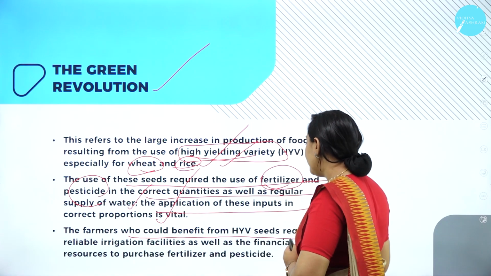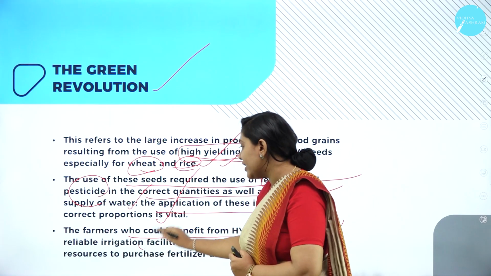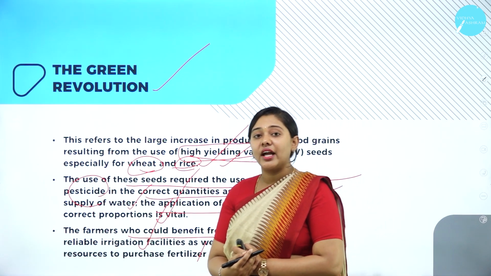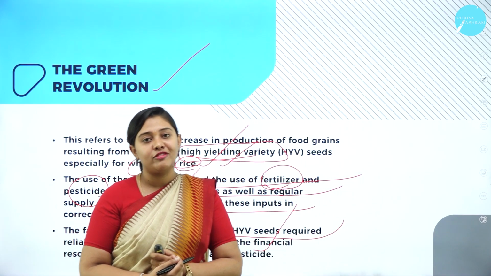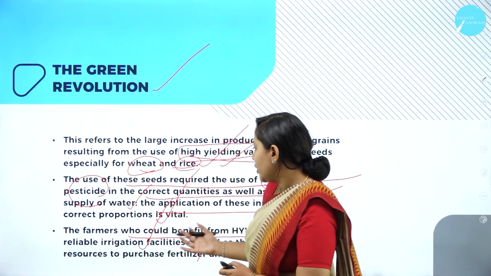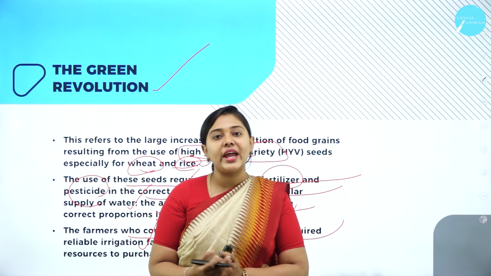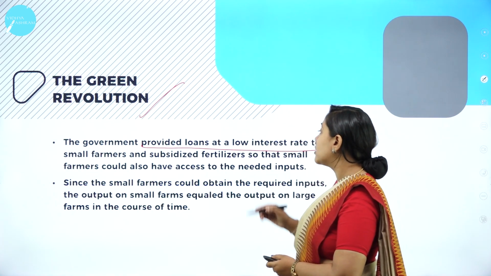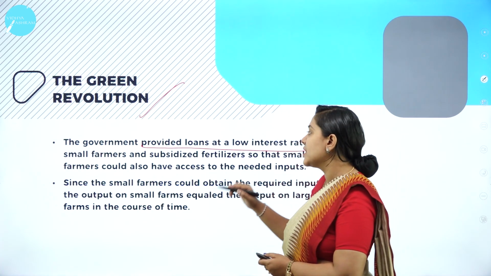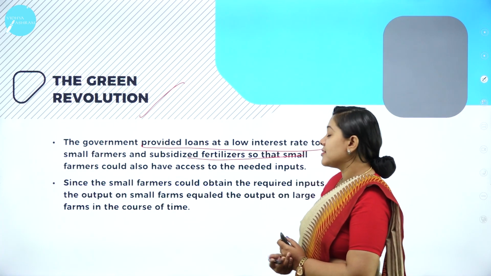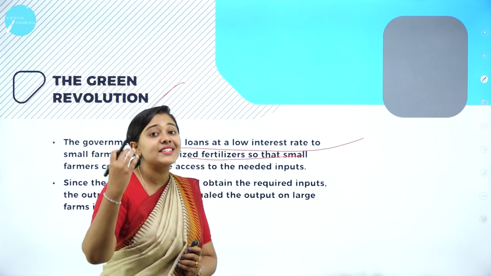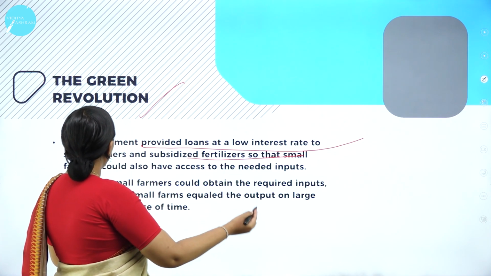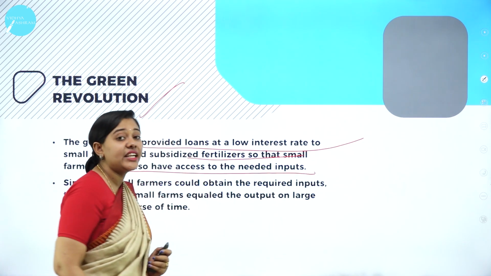The farmers who could benefit from high yield variety seeds required reliable irrigation facilities as well as the financial resources to purchase the fertilizers and pesticides. So they used to get a lot of fertilizers and pesticides. The government was also funding the farmers to get all these things. Moving forward, during the Green Revolution, the government provided loans at low interest rates to the small farmers as well as subsidized fertilizers. They subsidized fertilizers in the sense that they used to get subsidies every month for buying the fertilizers, so that small farmers could also have access to the needed inputs.